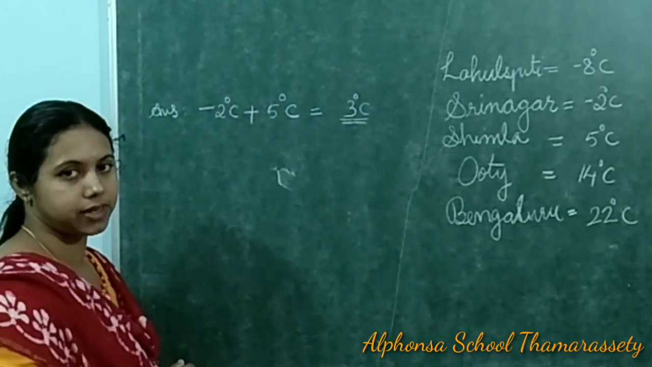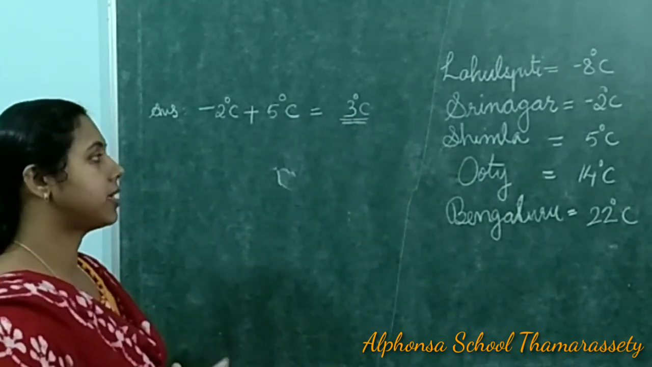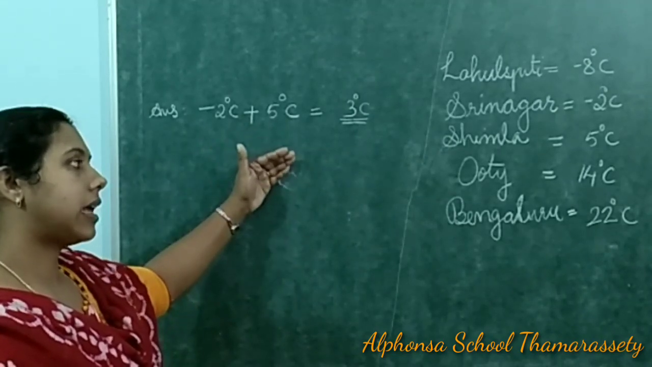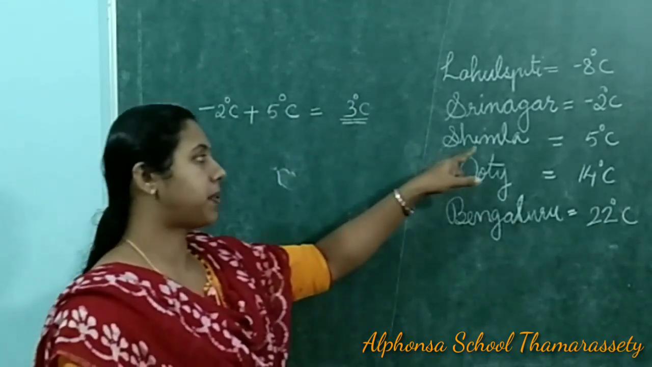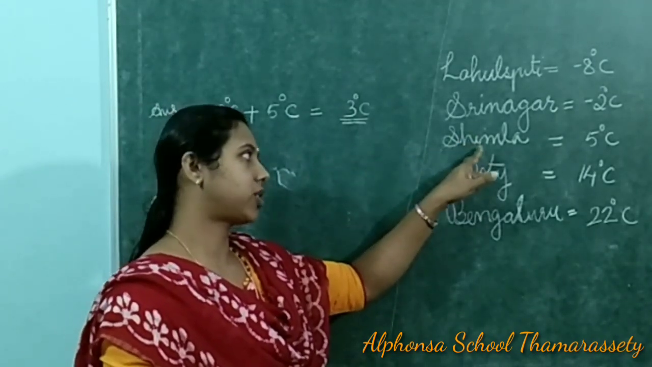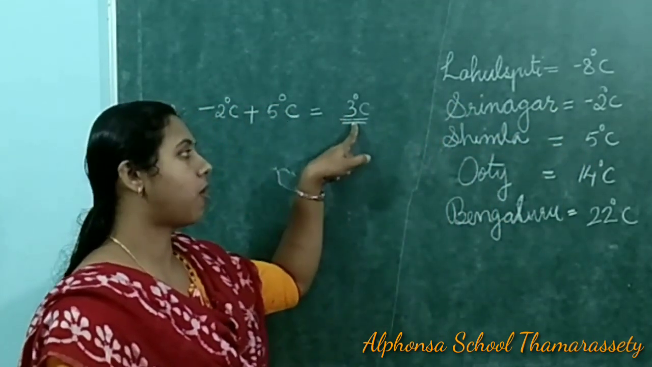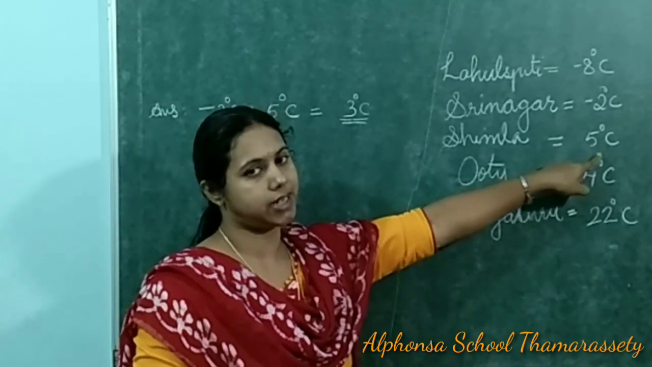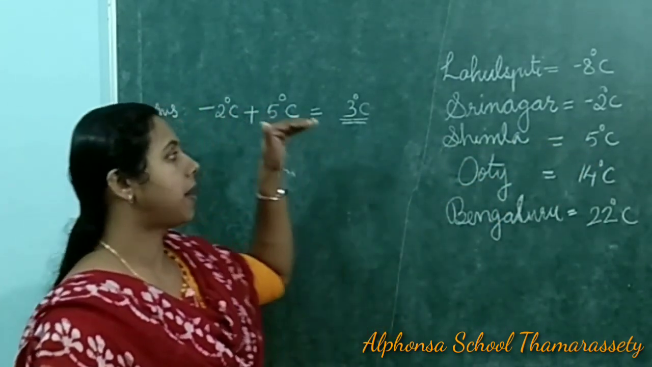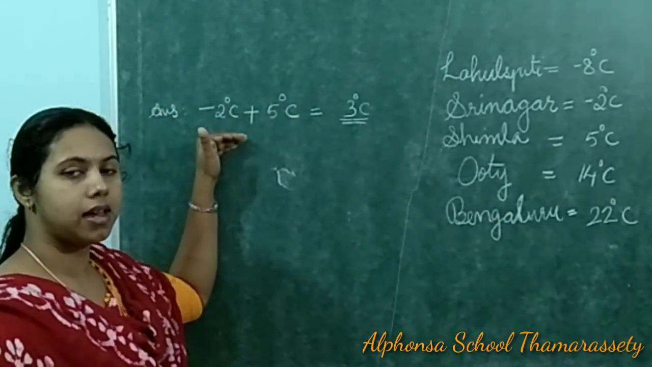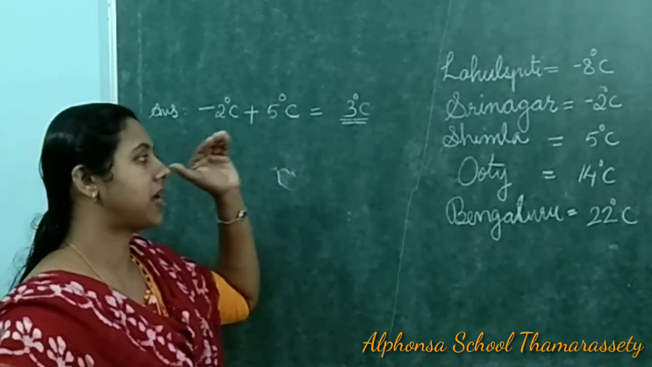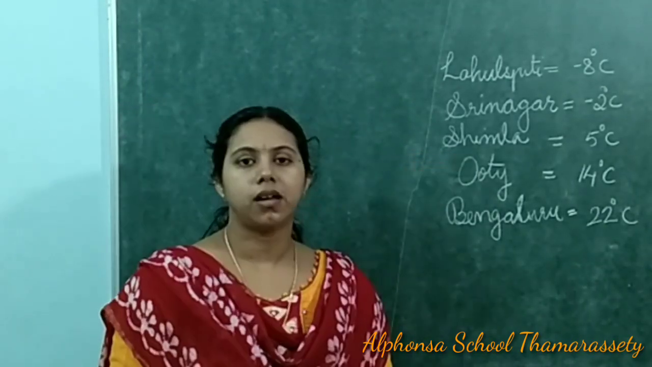When you take the temperature of Srinagar and Shimla together, it will be 3 degrees Celsius. Is this 3 degrees Celsius greater than or less than the temperature of Shimla? The temperature of Shimla is 5 degrees Celsius. So this is smaller than 5 degrees Celsius. So we can say that the temperature of Srinagar and Shimla together is less than the temperature at Shimla.